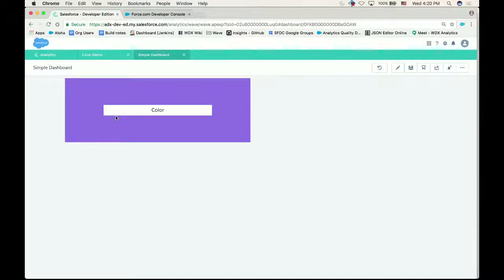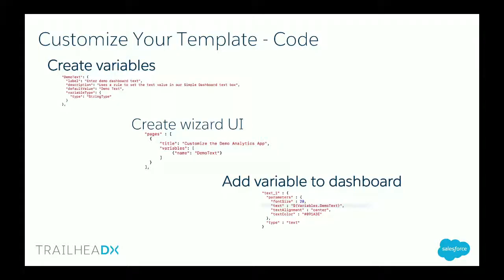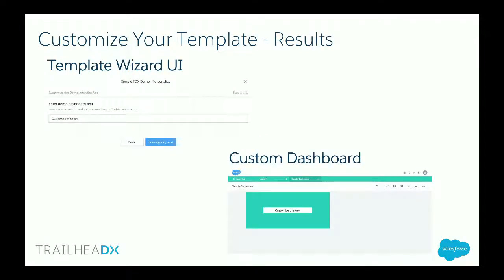So I'm just going to do a quick recap here. This is where I was telling you we've got the code in the slides. Again, this is simple: we create the variables. So we created our string type variable. We added it to our wizard UI on a page, and we added a variable to the dashboard. And this is what we get out of that. We get some custom UI, and at the end, we get a custom dashboard.